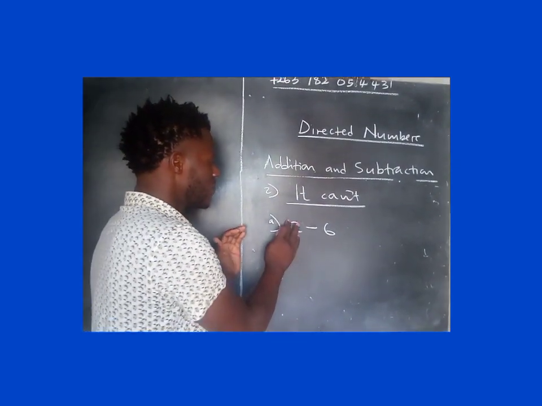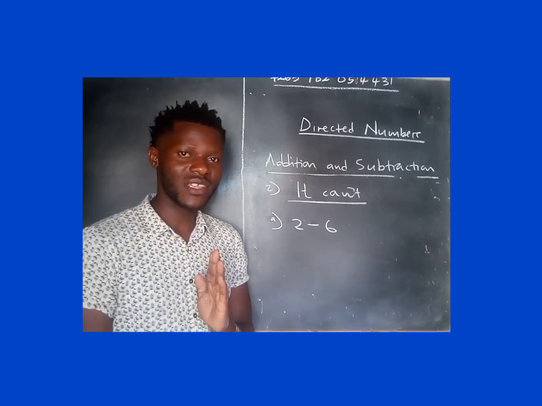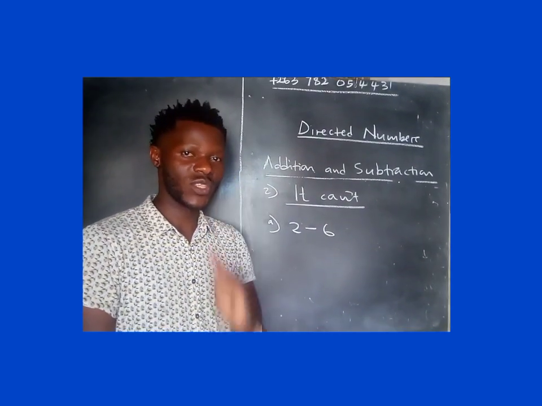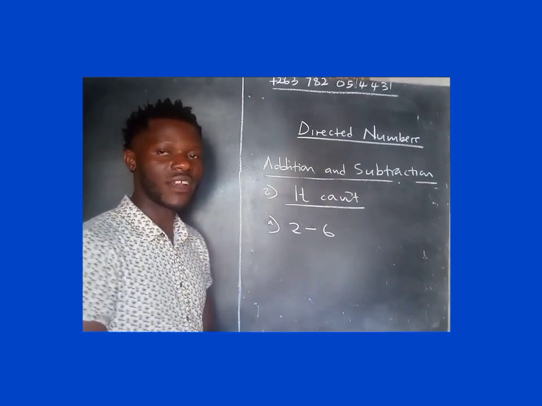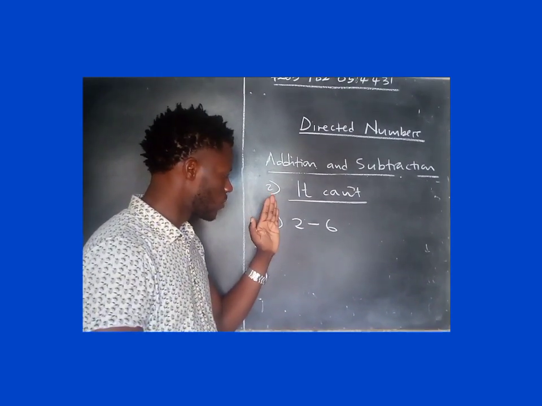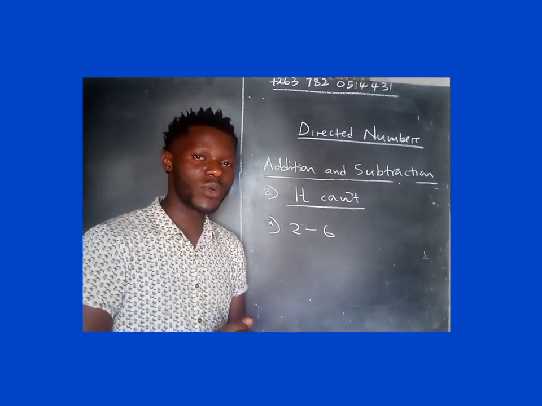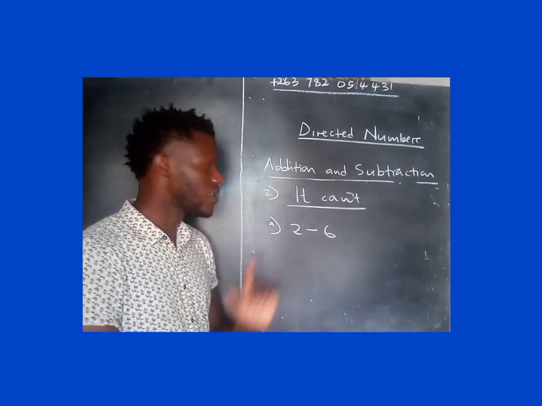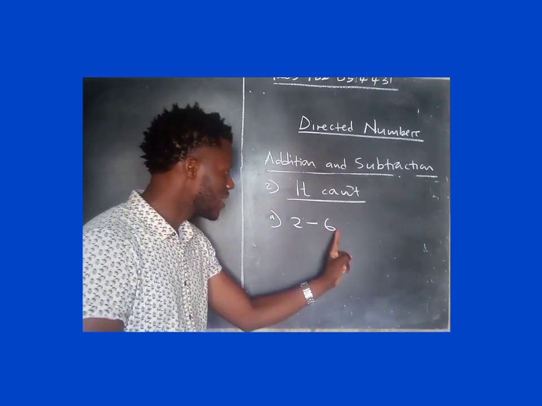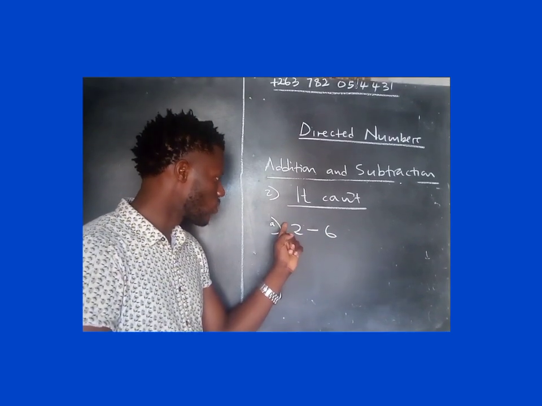Now, look at this. This is no longer the opposing method. The opposing method applies when the number starts with a negative sign here. So this is different. It's positive 2 subtracting 6. It's impossible to subtract 6 from 2. So always when you face an impossible subtraction, the bigger value will subtract the smaller value.